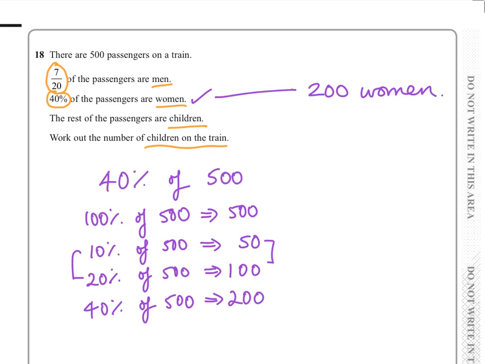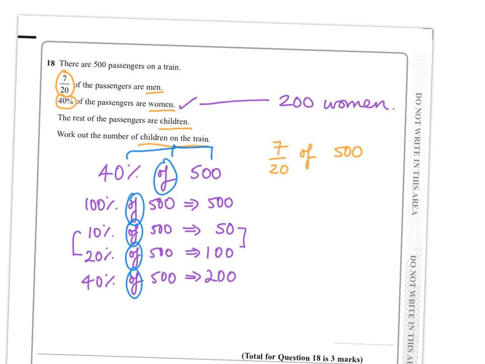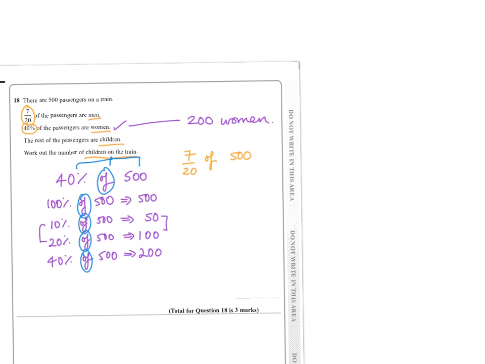Now, let's do 7/20ths of 500. Well, I hope you've noticed here that I've used "of" in this situation. Now, some of you may have been taught by your teacher that if you wanted to work out 40% of 500, and I'll make a bit of room here, then some teachers would show you this method where you could write 40% as a fraction. "Of" would be times 500.